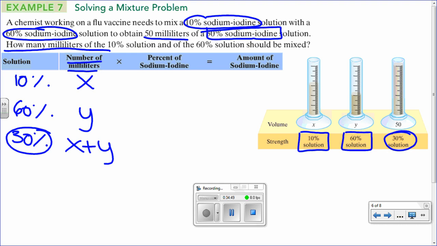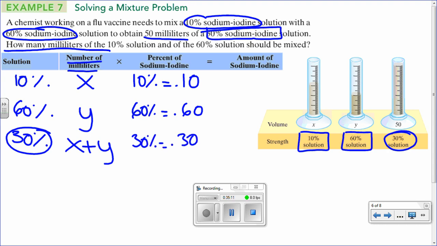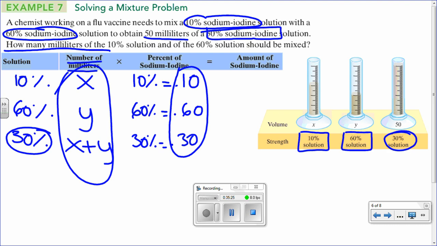Okay, now the percent of the sodium iodine. Here we have 10%, which we're going to use as 0.1. Here we have 60%, so we will be using 0.6. And here for 30%, we will be using 0.30. Now if we multiply this number times the number of milliliters, we will get the amount of sodium iodine, the concentration. So this will be 0.10x, 0.60y, and the last one will be 0.30(x plus y).